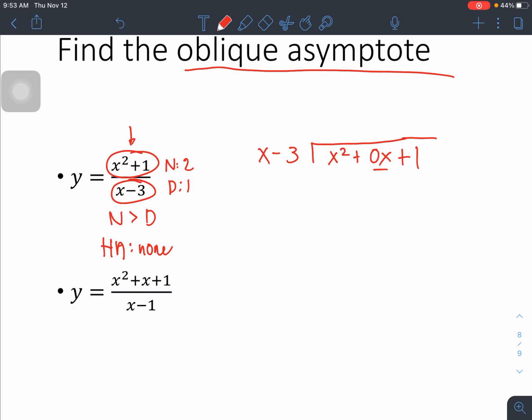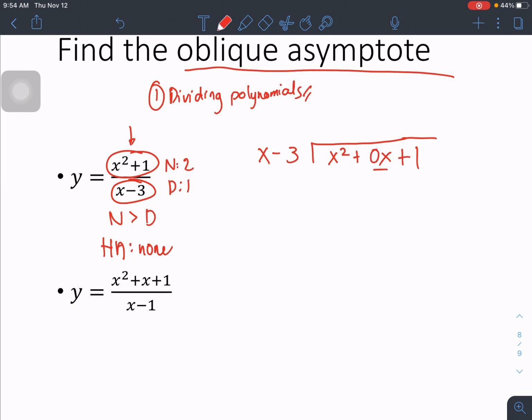So it would be important for you to learn dividing polynomials. Okay? So you might want to review this topic.